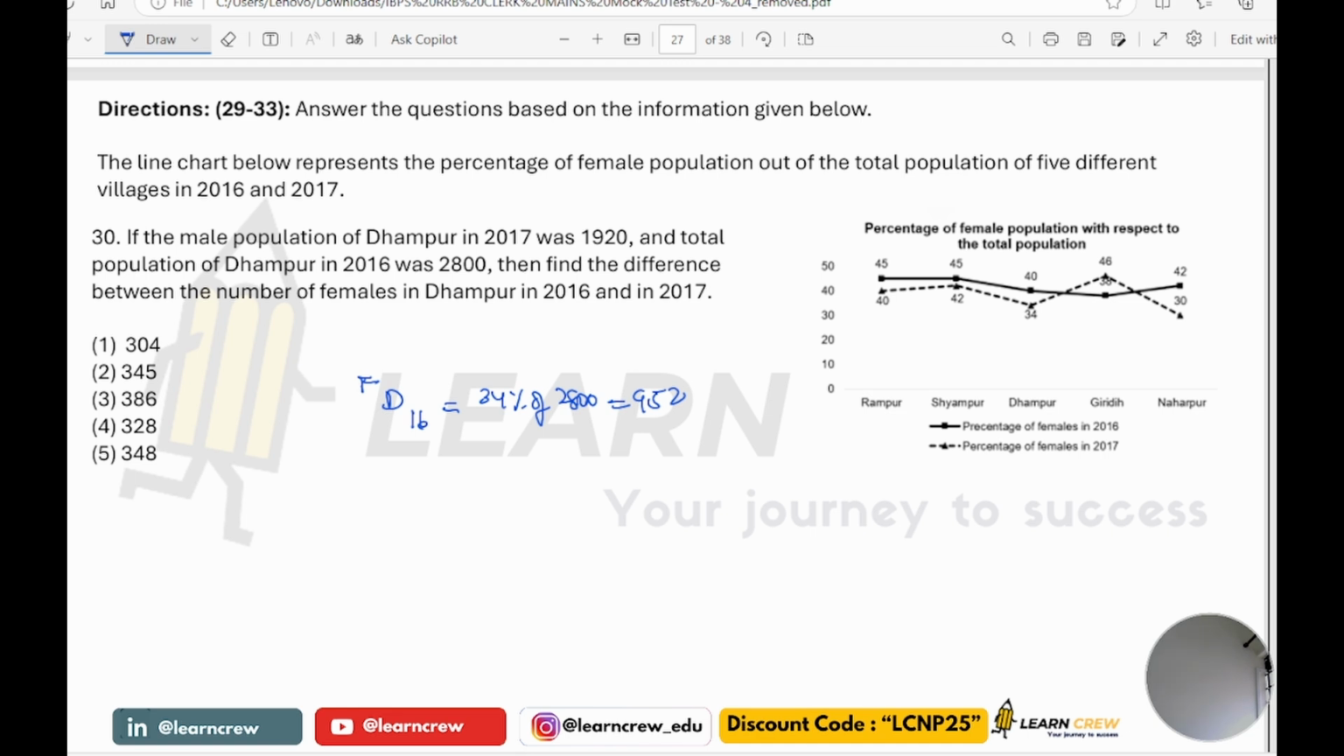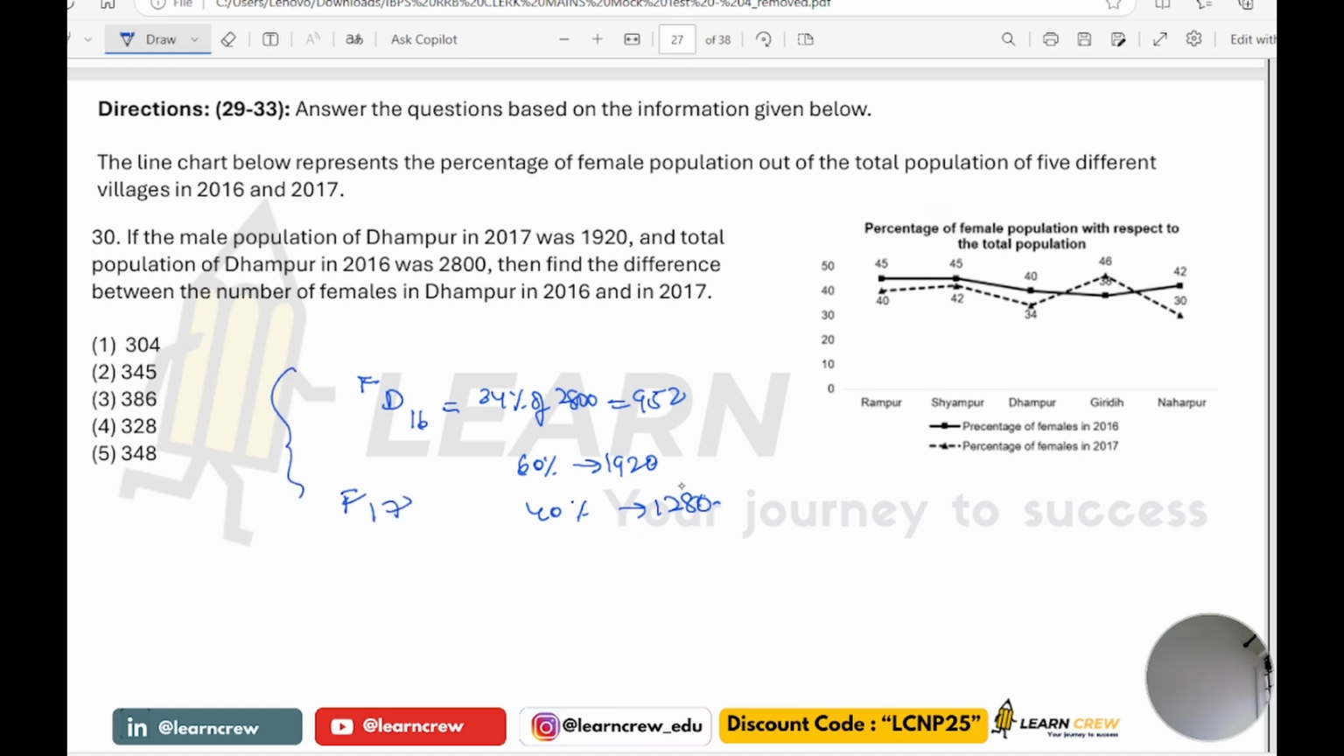And it is given that the male population of Dhampur in 17 was 1920. So, the total population of Dhampur, which is 60% or not? If 60% is 1920, then 40% would be how much? 1280. Am I correct? If 60% is 1920, then 40% would be 1280. Number of females in 17.